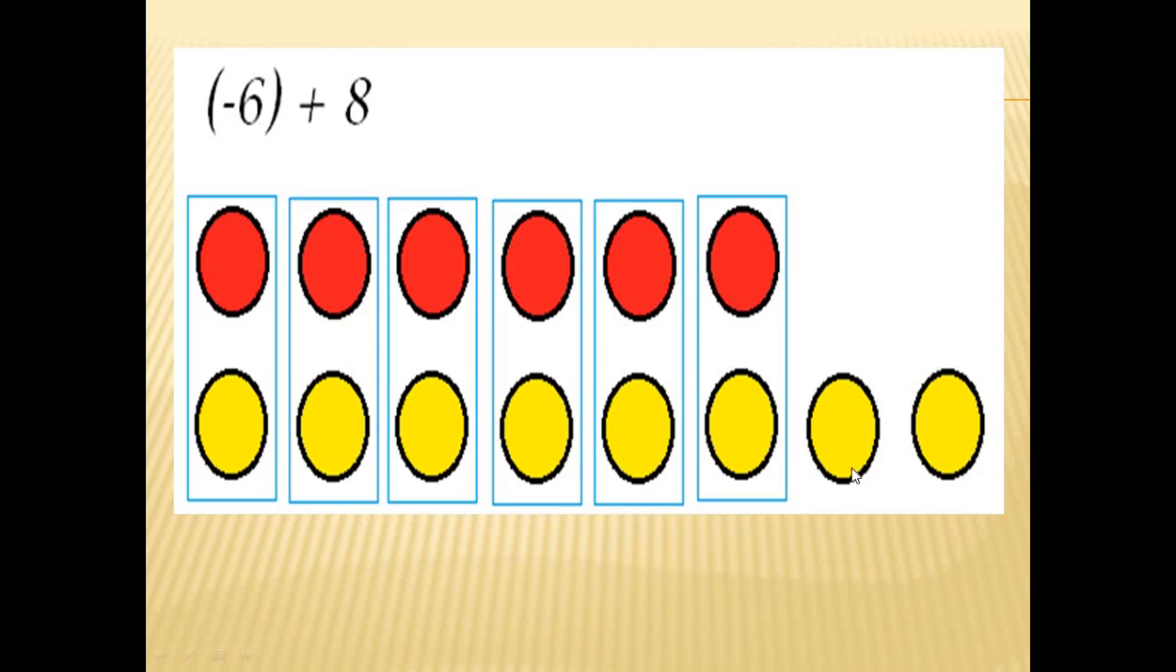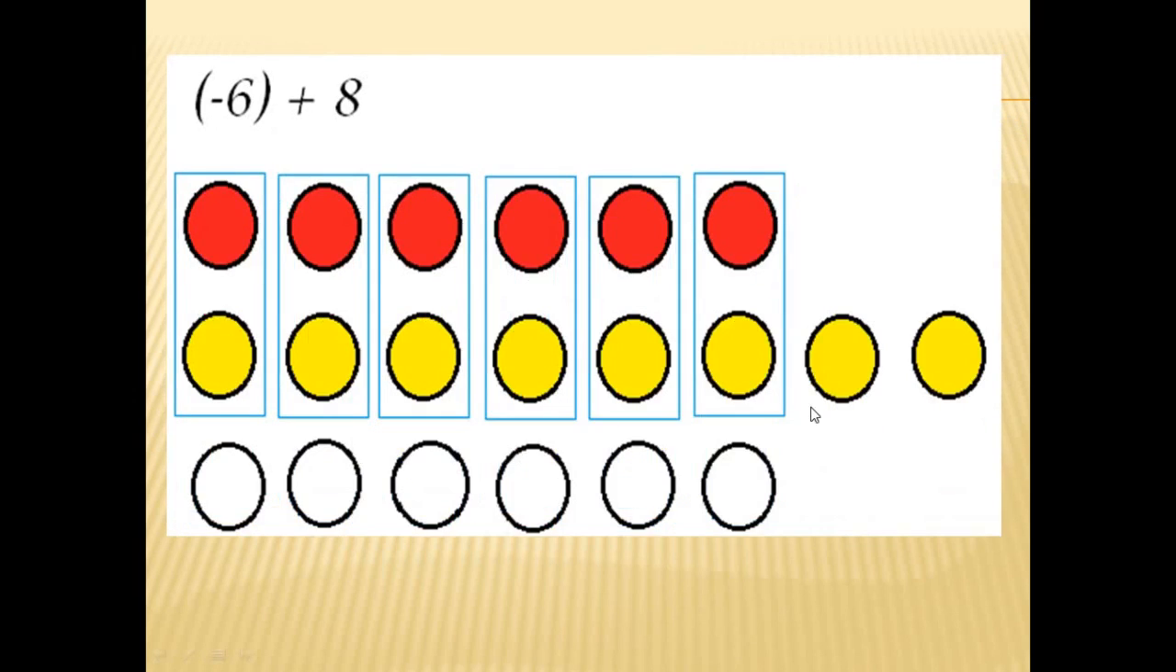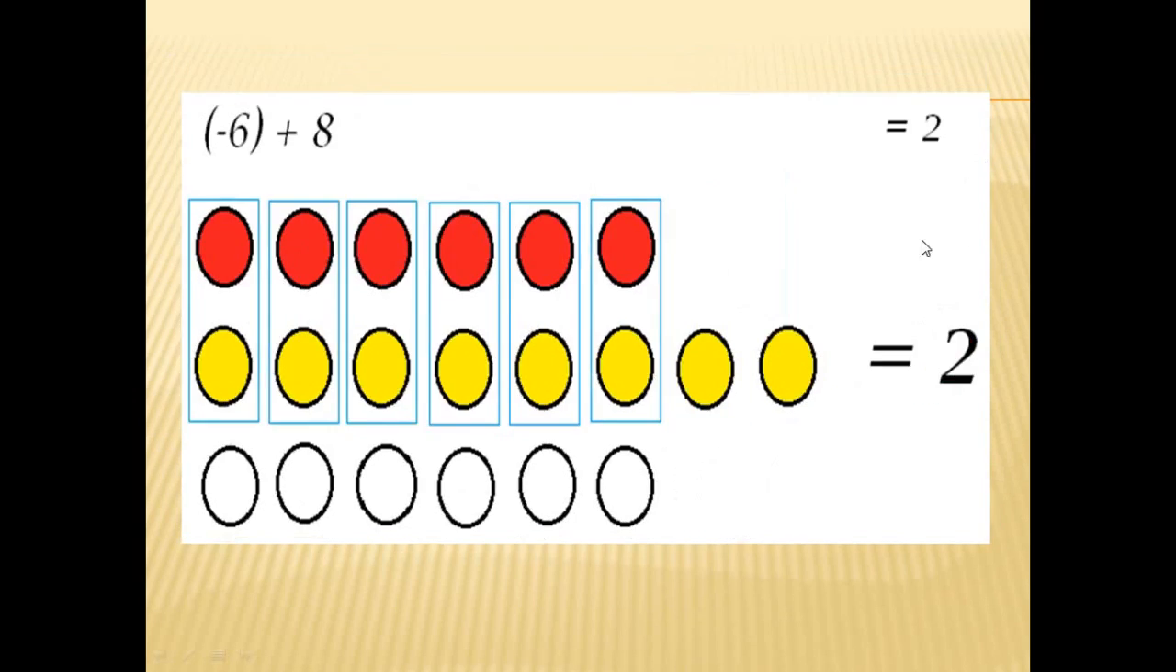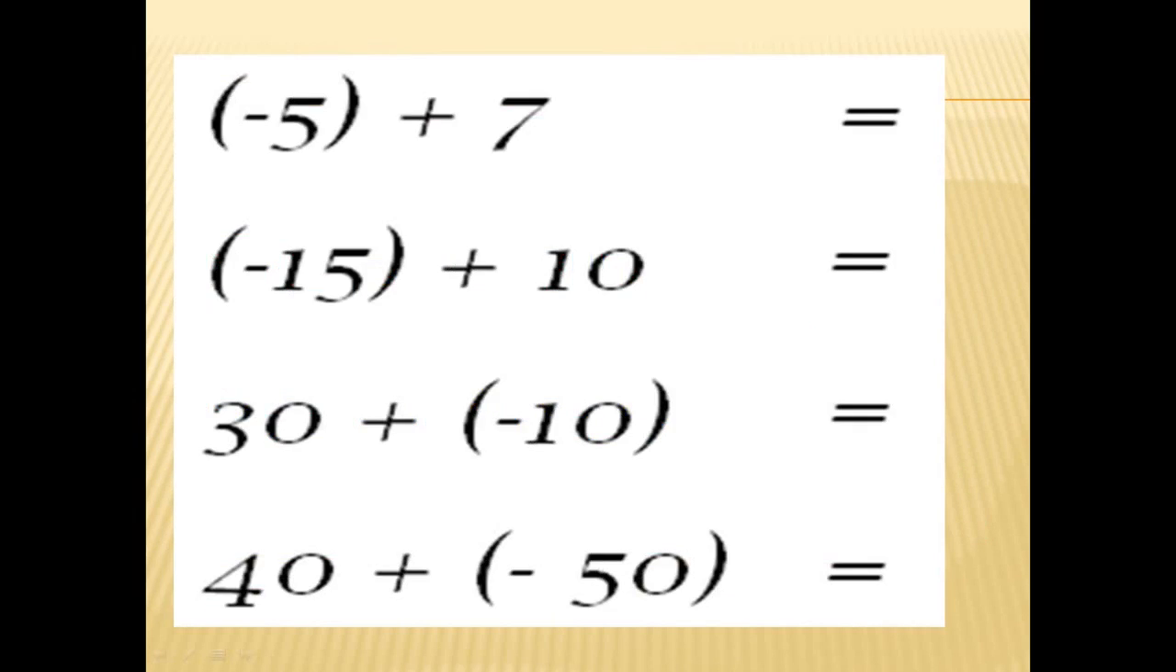Then, the 2 yellow counters are left here, right? So, what will be the answer? Yes, it is 2. So, the 6 red and 6 yellow counters get cancelled by each other. So, the 2 counters left are yellow counters. So, we can write the answer as 2.